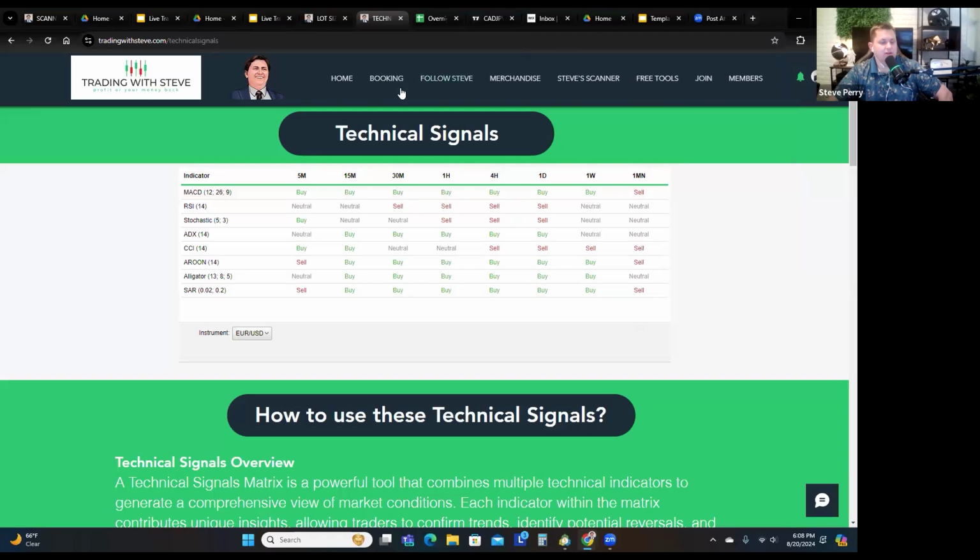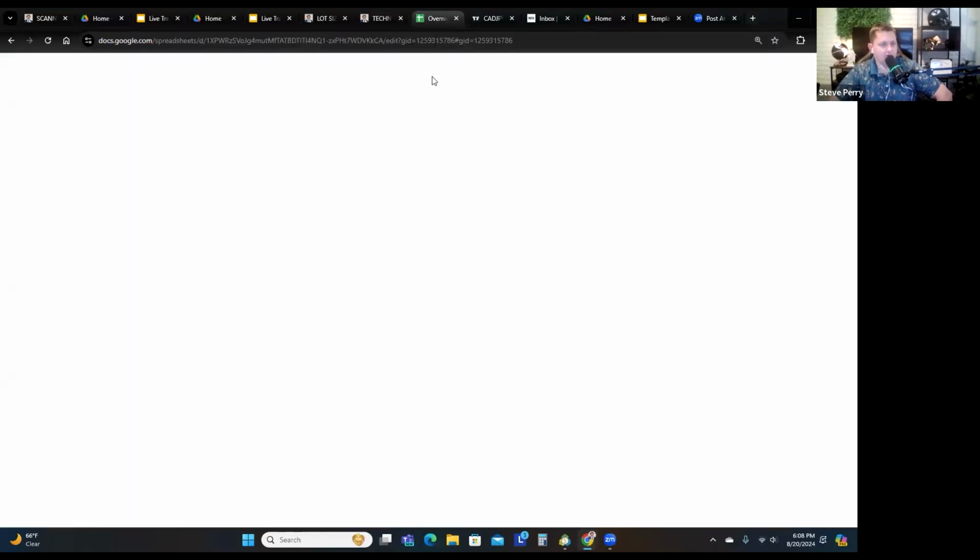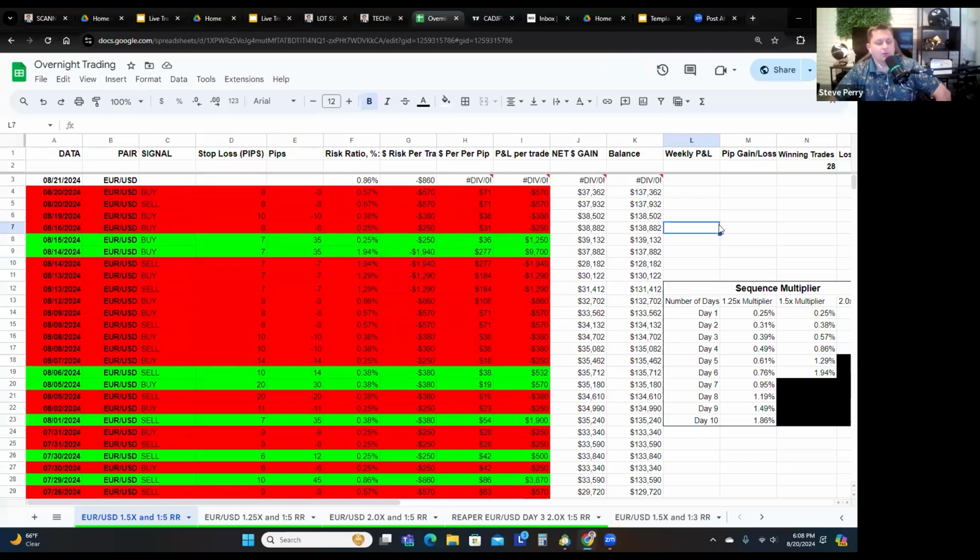All right, guys. So let's get into the overnight trading strategy. Let's go over here to the journal. First, let's just talk about what the overnight trading strategy is and what we're trying to accomplish with it. And then we'll get into the details of how to trade it. And then at the end of the call, I want to show you a back test that I did that I think will be very eye-opening. It's a new back test that I did on the euro dollar.